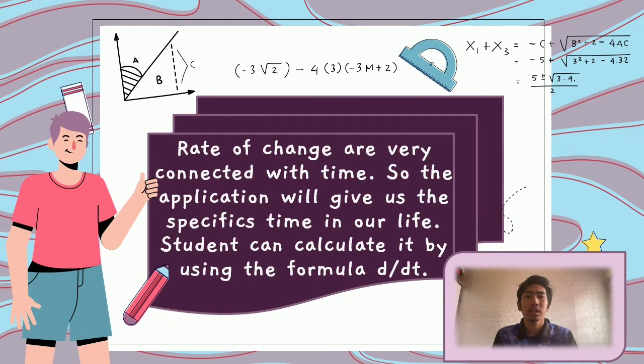Rates of change are very connected with time, so the application will give us the specific time in our life. Students can calculate it by using the formula d over dt.